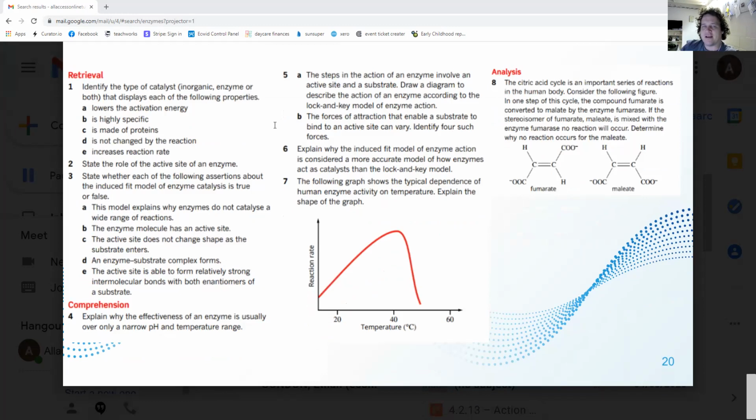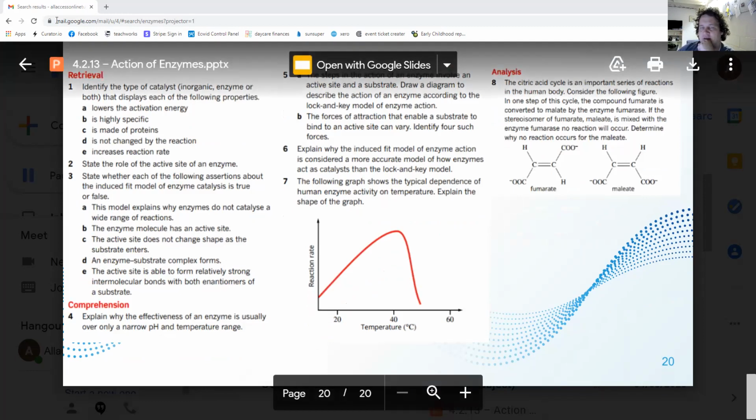So we have inorganic catalysts and enzymes, which are organic catalysts effectively. For those of you who might have done a particular topic for your assignment, you'd also know that there are organic catalysts as well. Ross, you would have done one of those. So there's actually three kinds: organic, inorganic, and enzymes, because you can have an organic catalyst that is not an enzyme. Anyway, they both lower the activation energy. That's the whole point of a catalyst. Which one is highly specific?